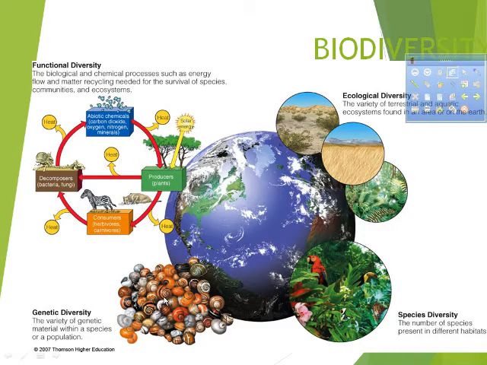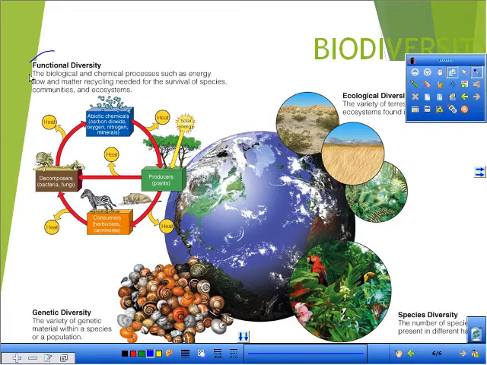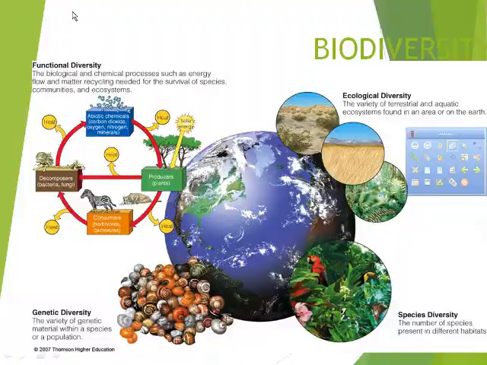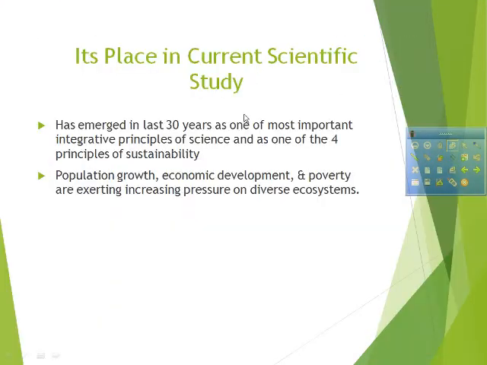Okay, so this is just a quick chart to show you. It's highlighting the differences between the functional, the ecological, and here I'll move this so that you guys can see what that is, species diversity and genetic diversity. So take a look at that, make sure you're comfortable with the different types of diversity that we need to be able to use.